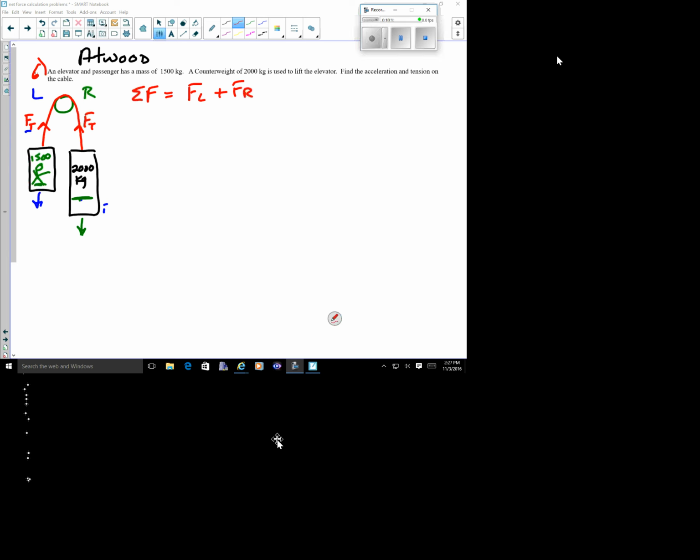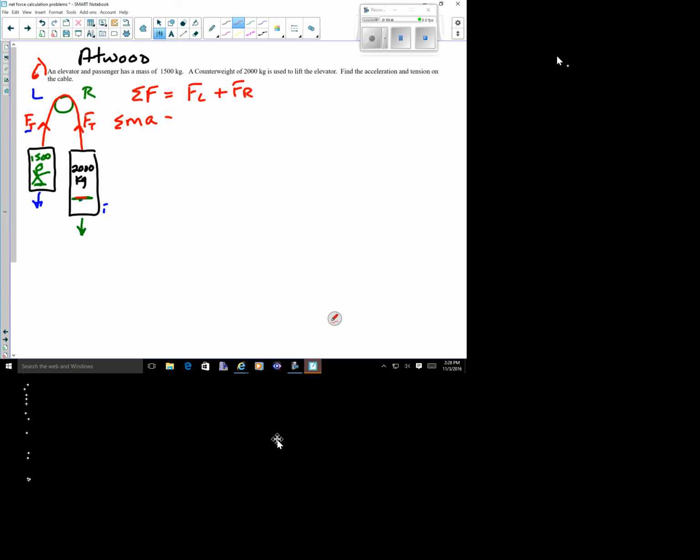Okay, so on this part right here, we can't assume that the sum of all the forces adds up to 0, because with the right-hand side being heavier, we know this is going to move. So I've got to substitute in a formula for the sum of all the forces, and the sum of all the forces equals mass times acceleration. But this is the sum of all the mass.